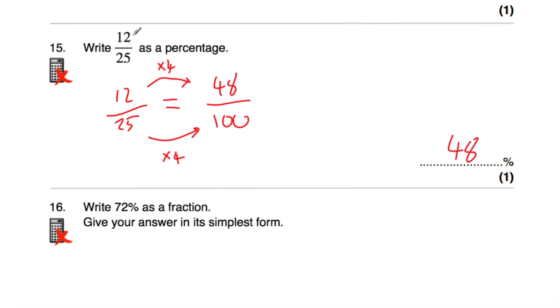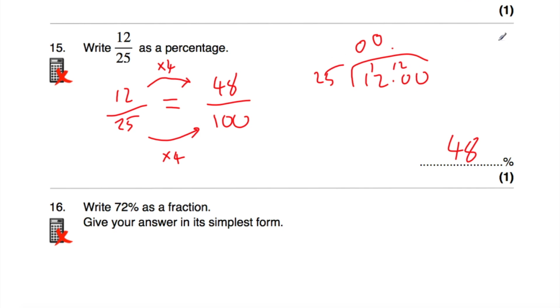And then also remember, we could take the numerator and divide it by the denominator. So we could take 12 and divide it by 25. I'm going to put a decimal point, some zeros. How many 25s go into 1? 0 remainder 1. How many 25s go into 12? 0 remainder 12. How many 25s go into 120?